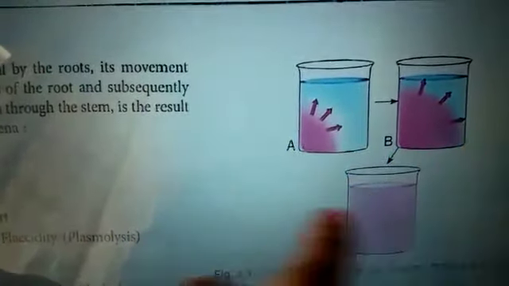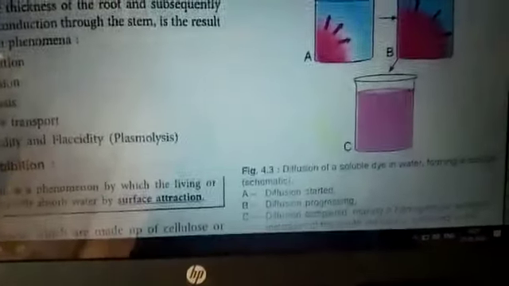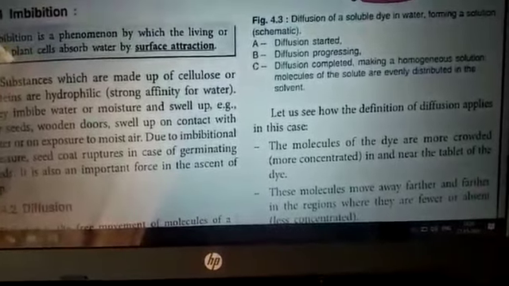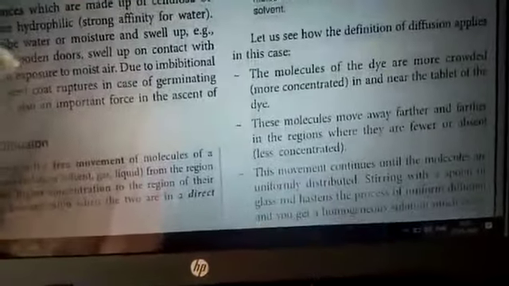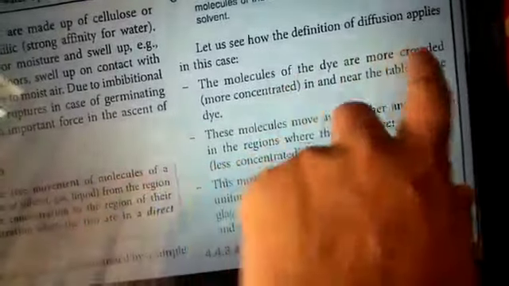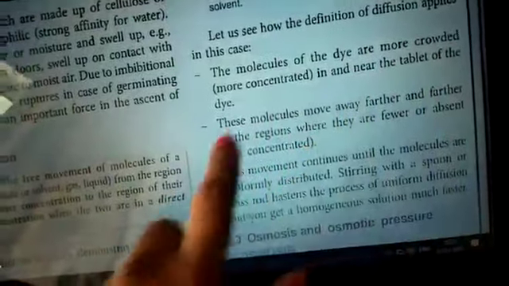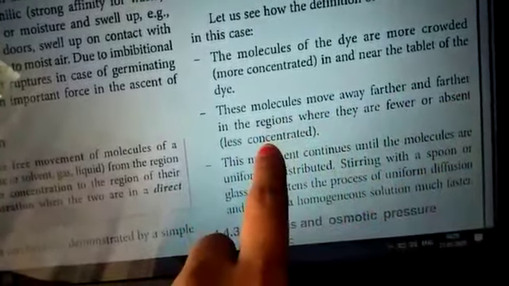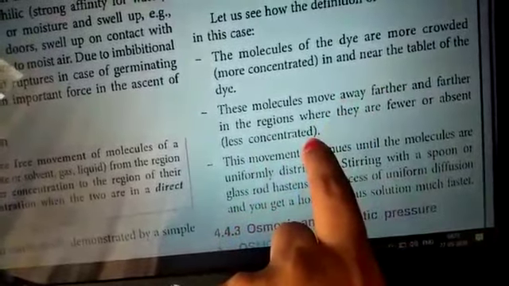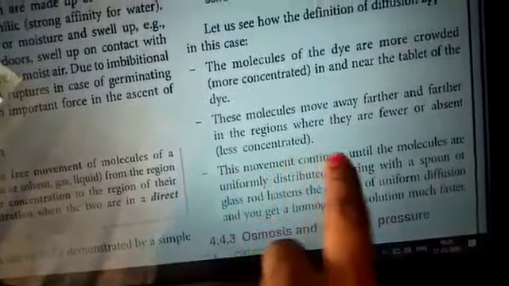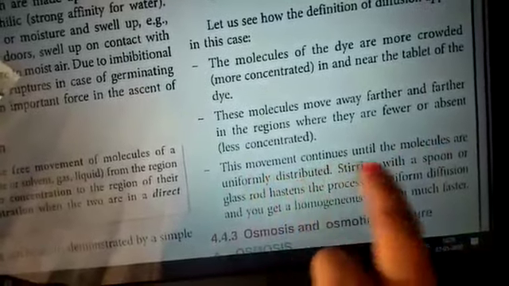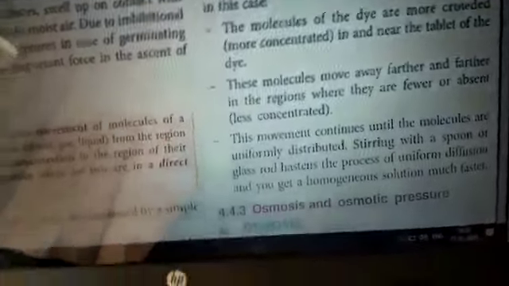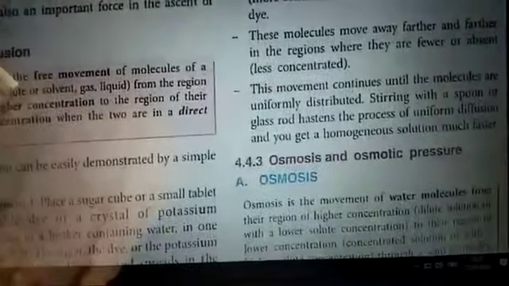Slowly they start mixing. This is diffusion, that is mixing of substances from the region of higher concentration to lower. See, the molecules of the dye are more crowded in and near the tablet. These molecules move farther and farther into the regions where they are fewer or absent. Clear? From higher to lower. This movement continues until the molecules are uniformly distributed. Stirring with a spoon or glass rod hastens the process to become uniform or homogeneous. Might have been clear about this.